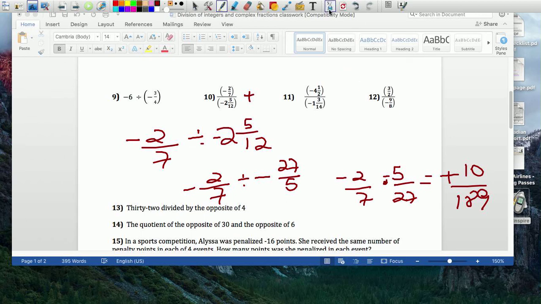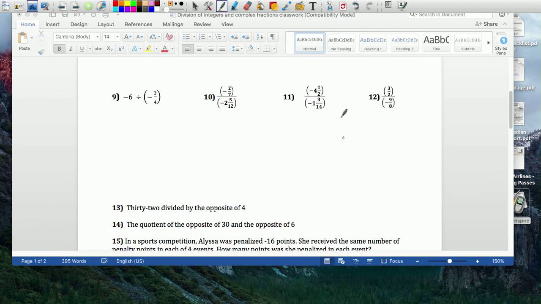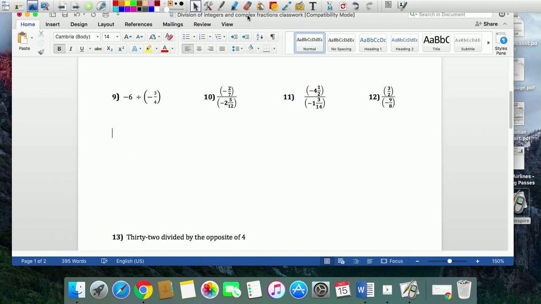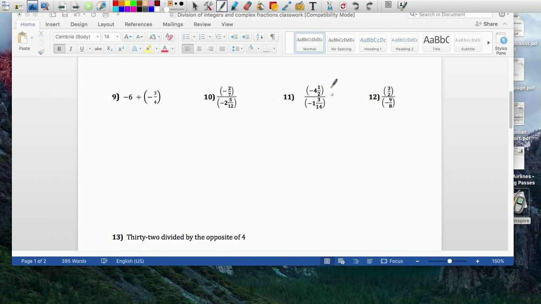Okay. So again, the only thing that we're adding is for you to be aware of what the sign of, in this case, the division is going to be. So it's negative 4 and 1/2. So I'm going to change this right away to an improper fraction.